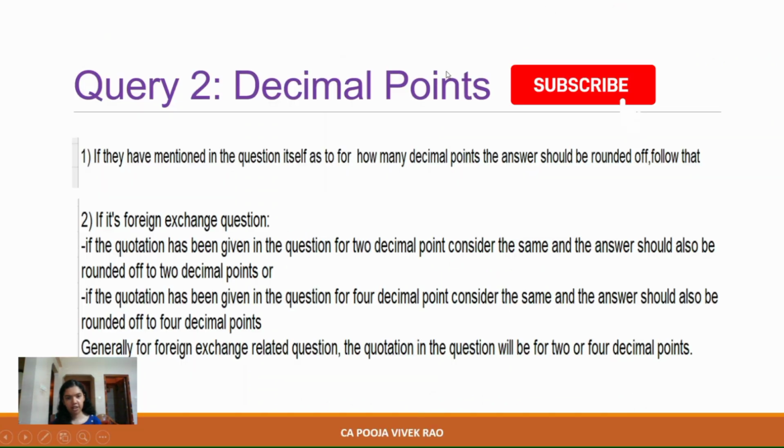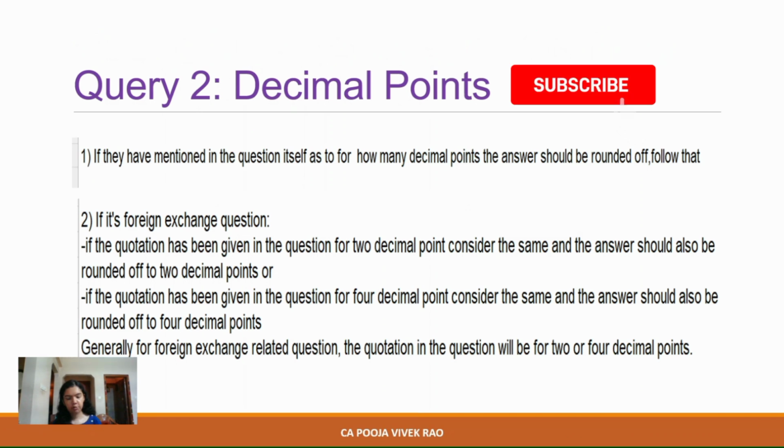The next query answered was relating to decimal points. In the exam, to how many decimal points should the answer be rounded off? If they have mentioned in the question itself how many decimal points the answer should be rounded off to, the same has to be followed. In case it is a question relating to foreign exchange, the following has to be considered.